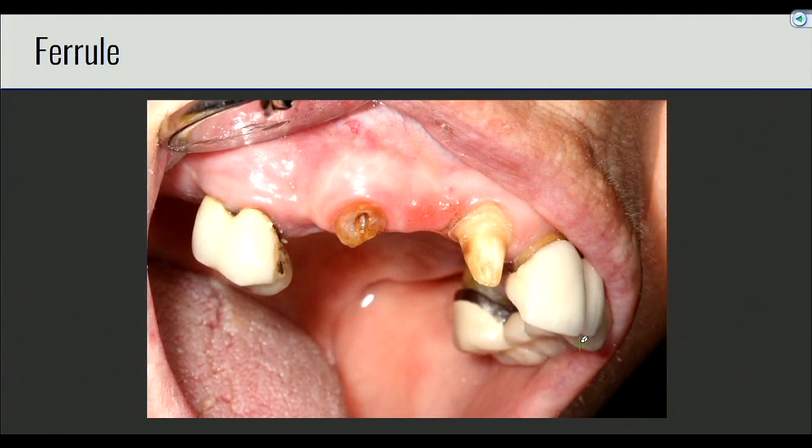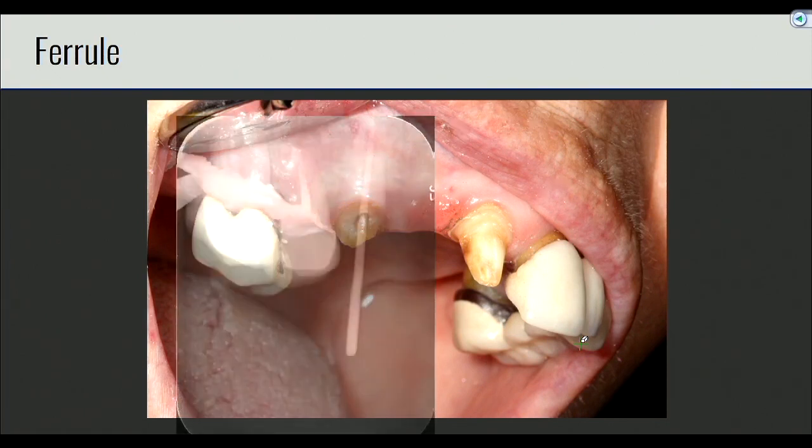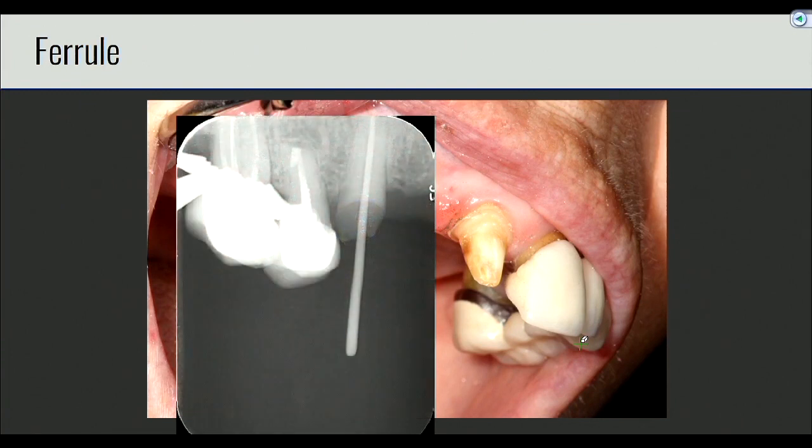And then when we take off the bridge, this is what we see. This is the amount of natural tooth structure that was remaining before they put the posts and build up and then crown on. So obviously not a lot sticking up through the gums. So where am I going with this?